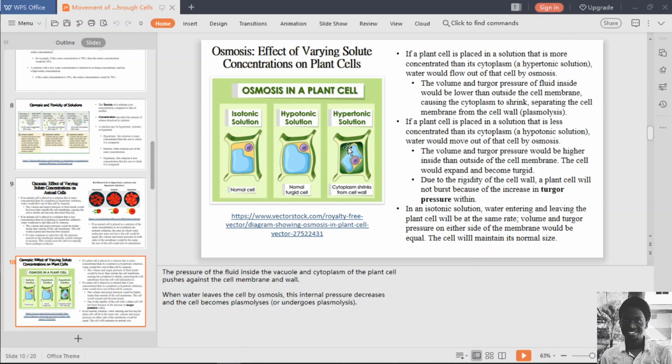That is the reason why the cell membrane detached from the cell wall, because the pressure inside was not enough to push the cell membrane against the cell wall.